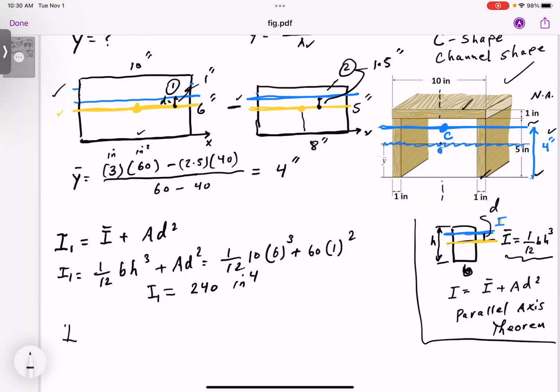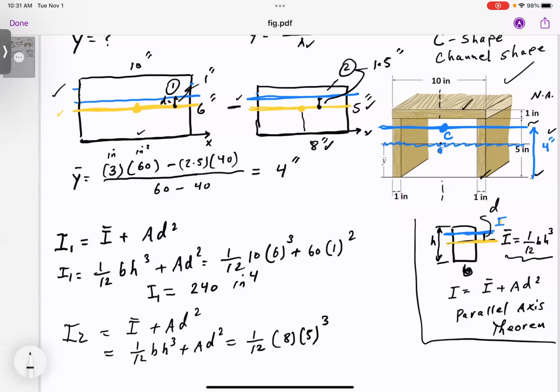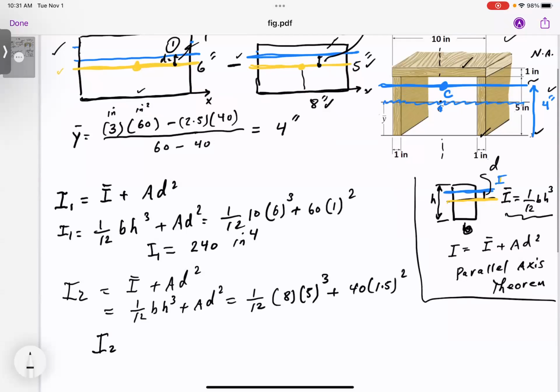All right, what about I2, the second piece that we're going to subtract? Again, that's also I bar plus A D squared. That is again 1/12 BH cubed plus A D squared. Of course, B and H are different, A and D are different. So 1/12, B is 8, H is 5, right? Plus area 5 by 8, 40. And this distance is 1.5 inches, squared. If you do the calculation for this guy, I2 happens to be 173 and a third inches to the power 4.